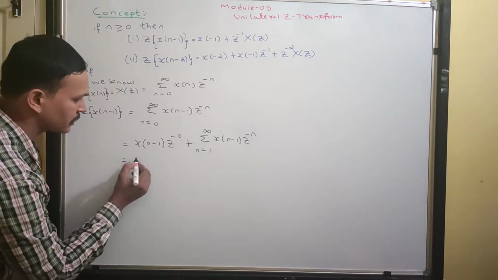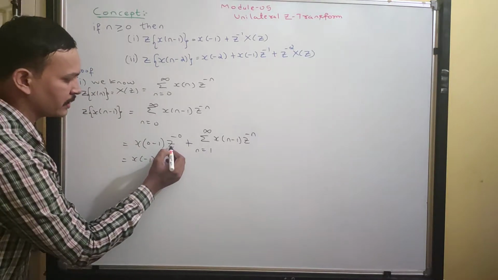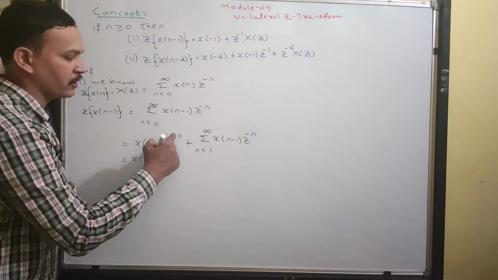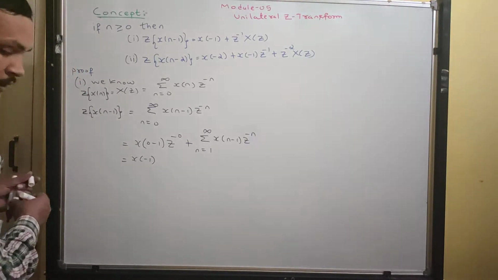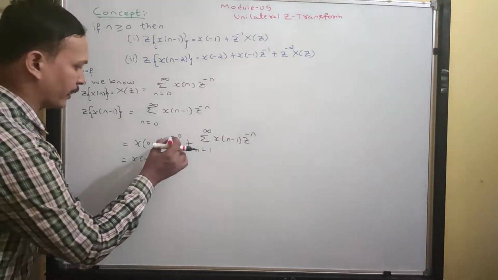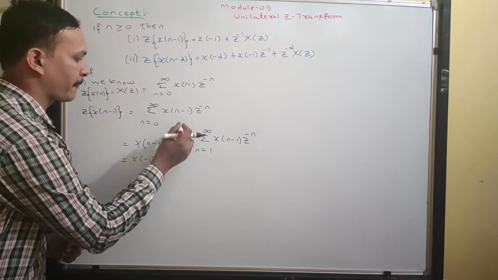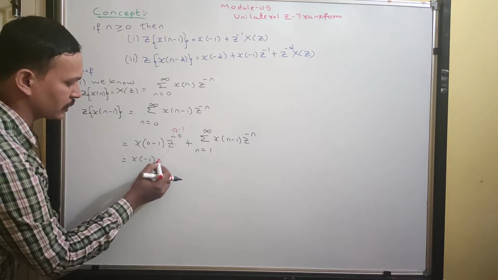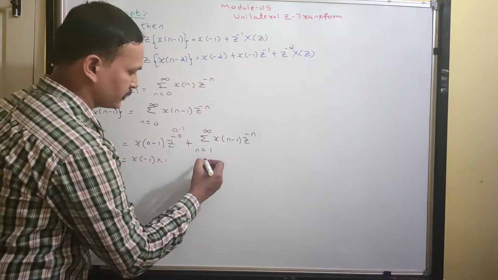Now what happens? 0 minus 1 gives x of minus 1. What is z power minus 0? Z to the power of minus 0 is 1 only. So this power will become 1. So x of minus 1 into 1, plus the second part.